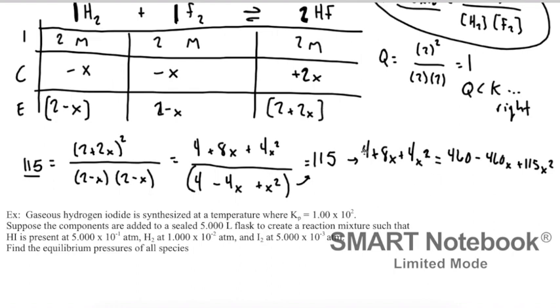So let's see. I'm going to try to get this equal to 0 because it has to equal 0 for the quadratic formula to work, right? So I'm going to subtract 4 away from both sides. That's going to get me 456. Subtract 8 away from both sides. That's going to get me negative 468x. Subtract 4x squared from both sides. That's going to get me 111x squared.